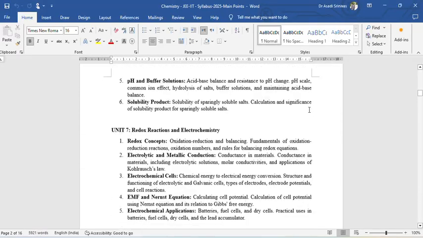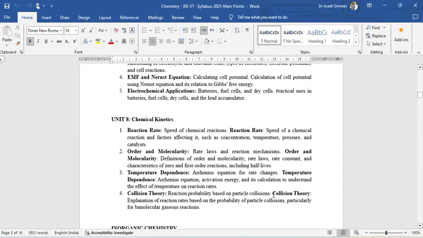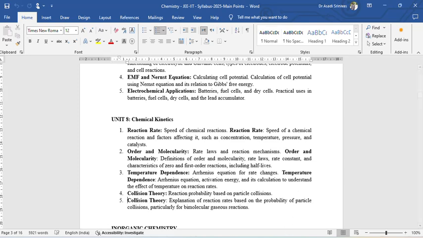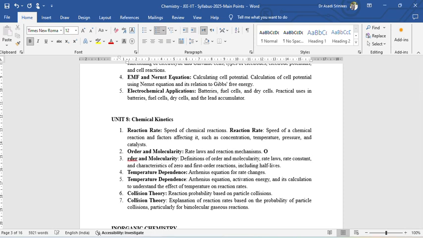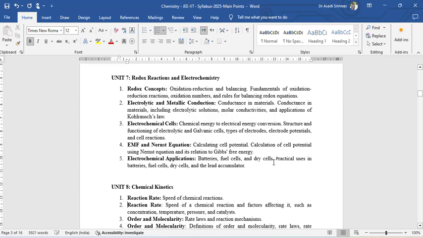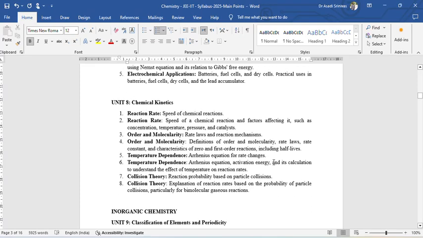Then s and p block elements. For the p block, from group 13 to 18, the electronic configuration, properties, reactions, and trends across periods and within groups. Then first element anomalies: the unique behavior of the first element in each group due to small size and high electronegativity. So these are some of the topics we come across in the p block elements.